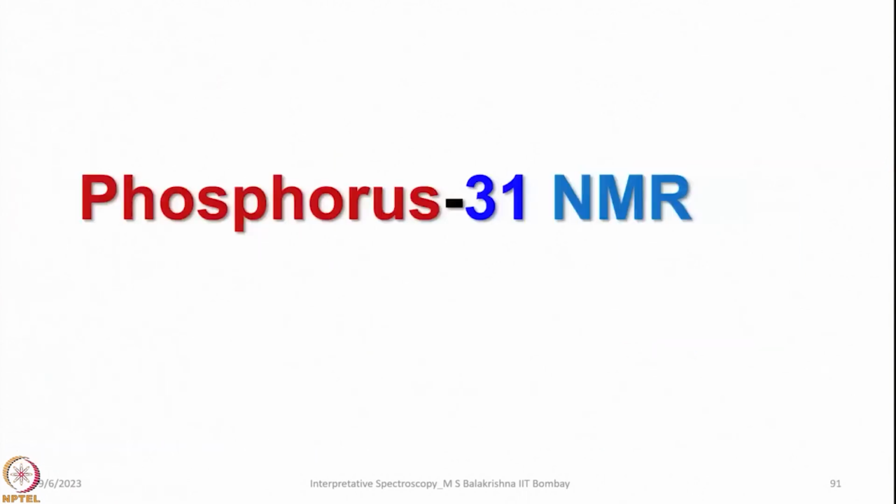I would come back again to 13C and 1H wherever we come across a spectrum, or at the end I will be discussing problems where I would take NMR spectra along with IR and UV data to elucidate the structure. So now let us focus our attention on phosphorus 31P NMR.